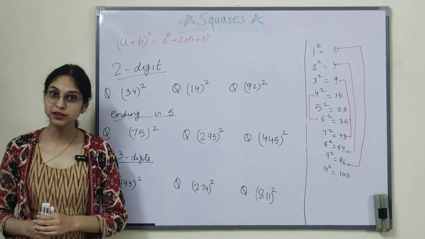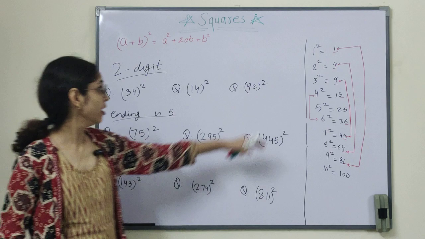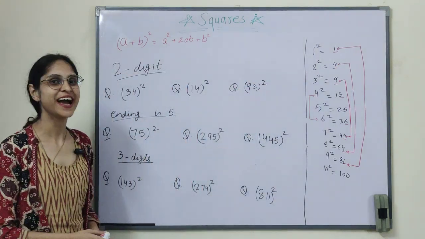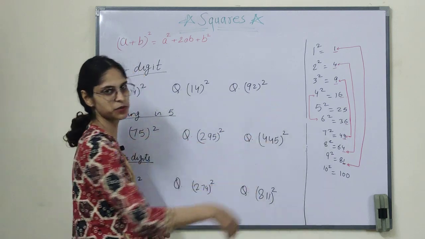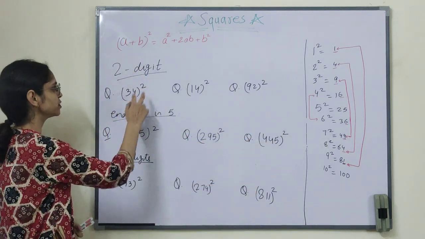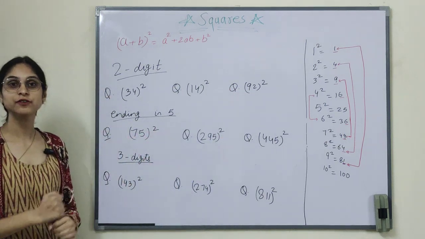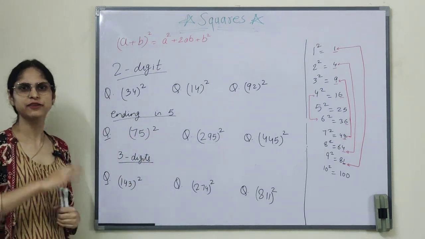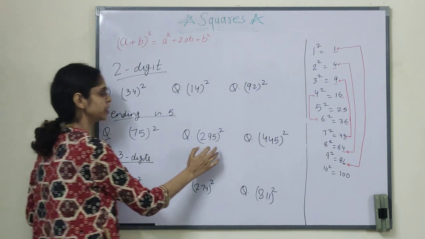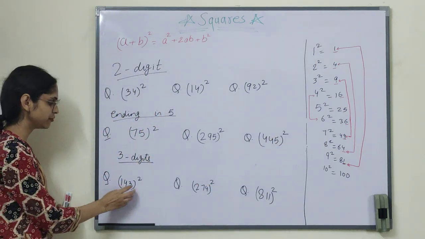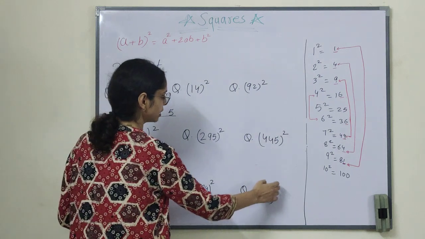So what did we learn today? We learned about squares from 1 to 10. Okay, you have to remember them and because they are very easy to find out as well. Then we saw 2 digit squares. So this is your homework. Find out 34 square, 14 square, 92 square. And then we saw about the numbers ending in 5. It could be any number. 75 square, 295 square, 445 square. And then 3 digit numbers. 143 square, 274 square, 811 square.